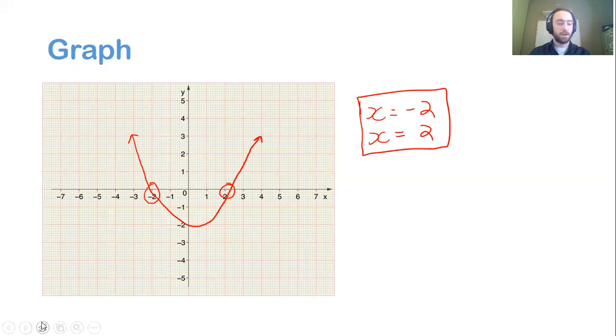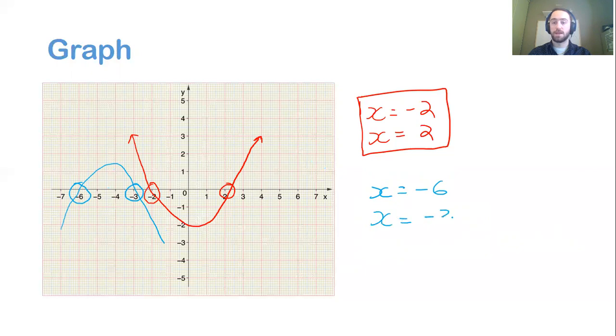If we had a different quadratic, let's say something like this, nothing changes. We simply read off our x values that make our equation equal to 0. So in the case of our blue graph, x equals -6, and x also equals -3. Not too bad, right? It's pretty simple. We just read off our graph.